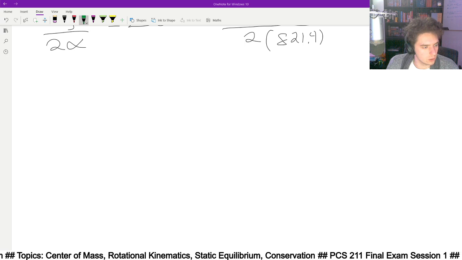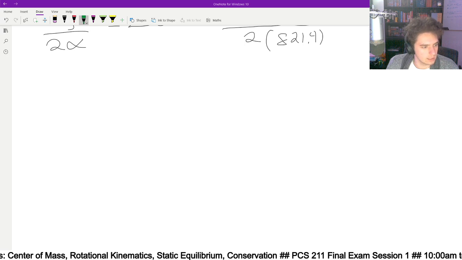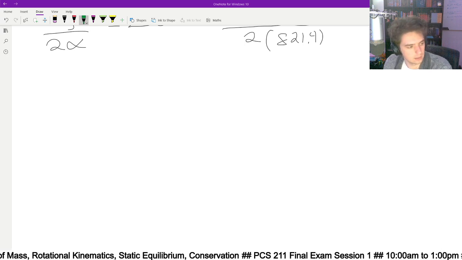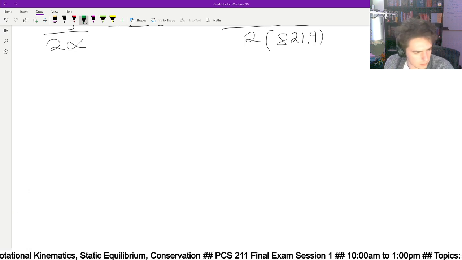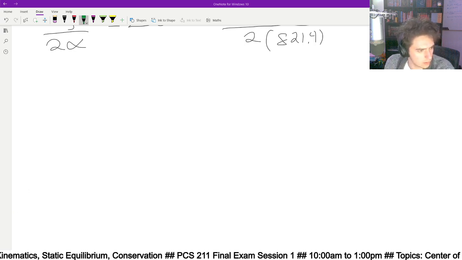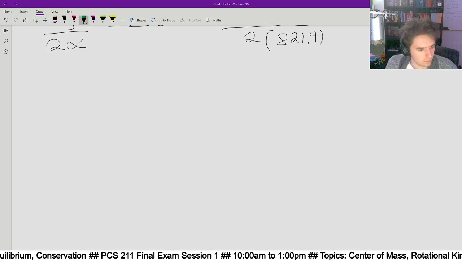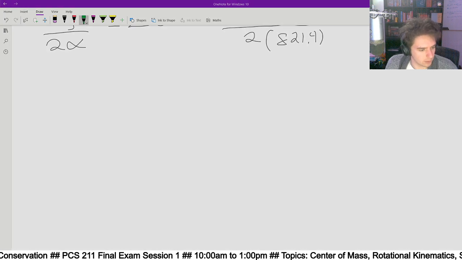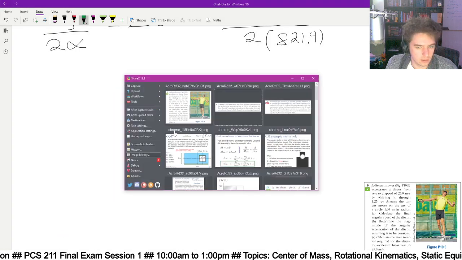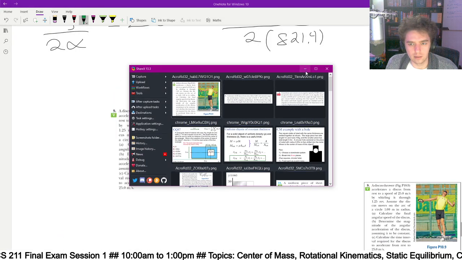Anyways. So number 9 is a discus thrower, which we had on the WebAssign. I'm doing number 9, right? That was the next one. Rotation of a rigid object: 4, 5, and 9. Yeah. Okay, and I will include the picture for this one. All right.